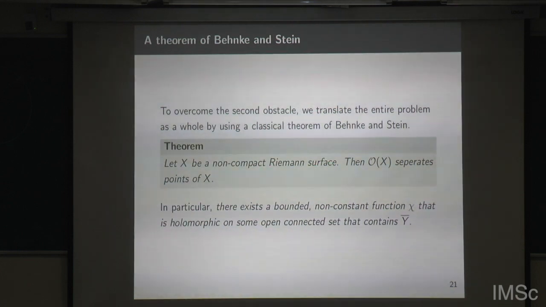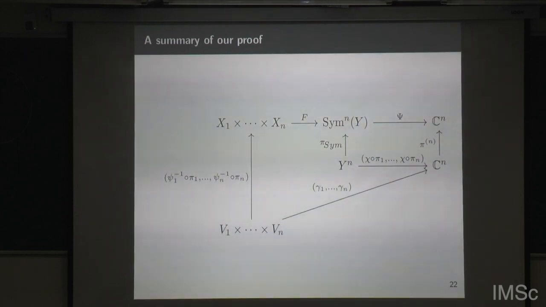So in particular, using the Behnke-Stein theorem, you can construct a non-constant bounded holomorphic function chi defined on some open connected set that contains Y closure. So this Y was a bordered Riemann surface with C2 smooth boundary. There is an ambient Riemann surface from which Y is produced, so the closure is taken in that ambient Riemann surface. So this is a brief summary as a commutative diagram that summarizes the proof, how I am able to take the mapping all the way to Cn. I will not go into the details, but this single diagram summarizes the ideas used in the proof.